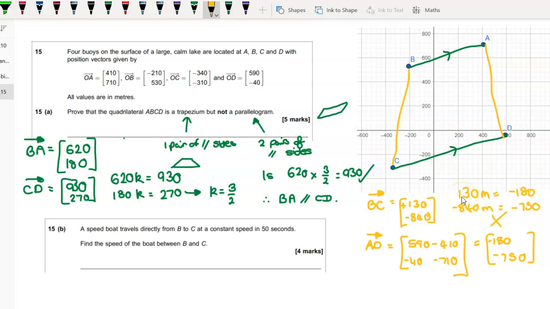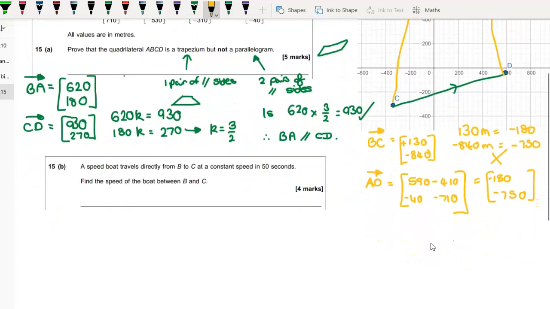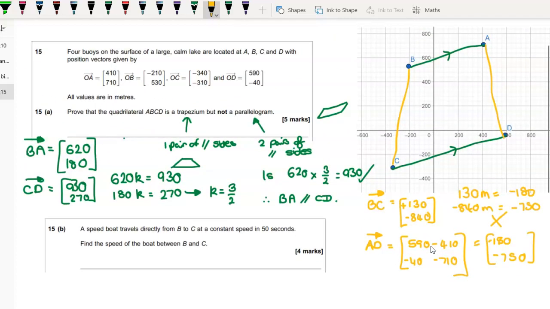So to prove that it's not a parallelogram, you have to show that there is one pair of parallel sides, but that the other two pair of sides aren't parallel. Right. Okay, a speedboat travels directly from B to C at a constant speed in 50 seconds. So it's constant speed, so we can use speed equals distance over time. Find the speed of the boat between B and C.